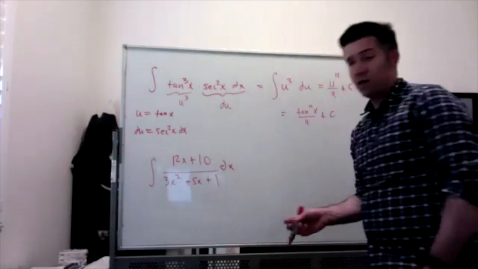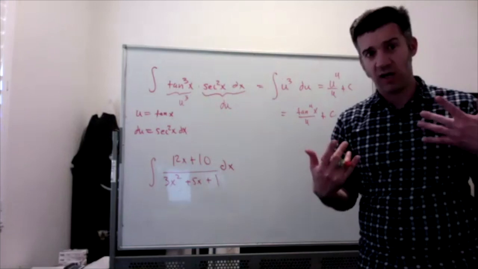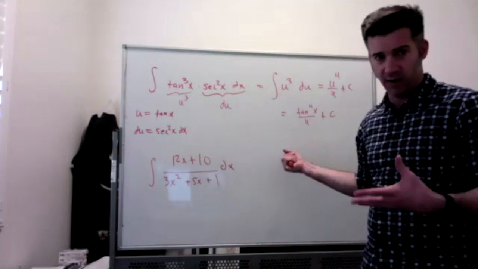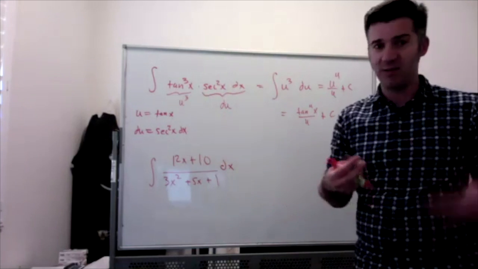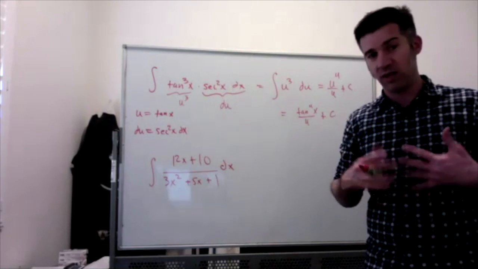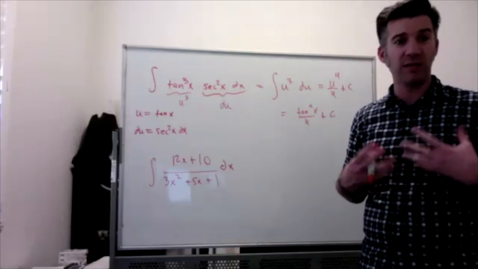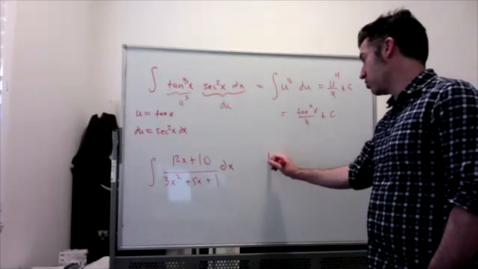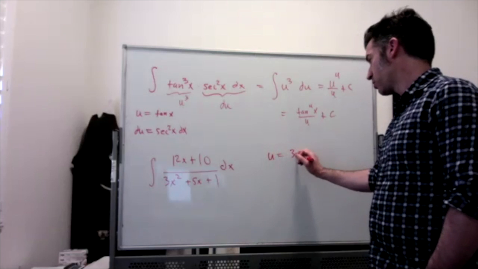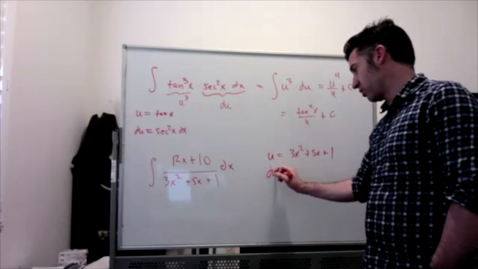I'm going to try. So when you have a fraction, the numerator isn't really ever stuck, right? You could totally pull the numerator out and write it as 12x plus 10 times 1 over 3x squared plus 5x plus 1. But whatever's in the denominator is kind of stuck there. There's no getting it out of the denominator in a meaningful way. So I'm going to let u equal 3x squared plus 5x plus 1.